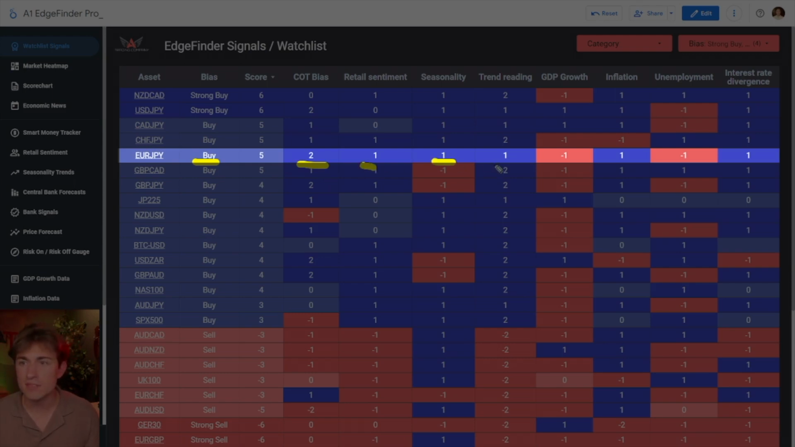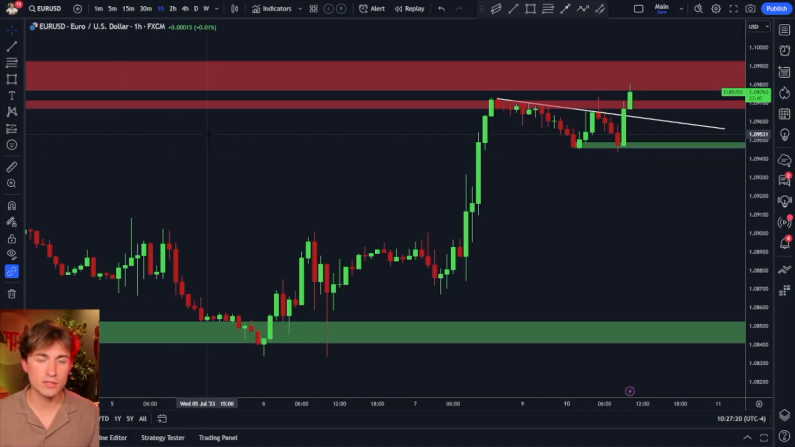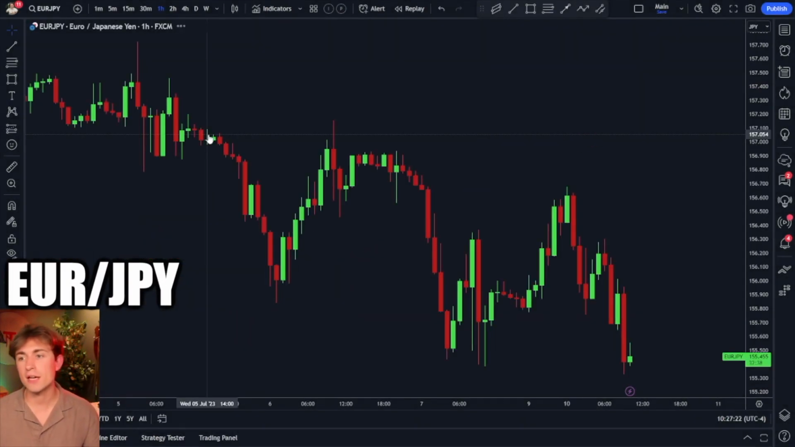Retail sentiment, seasonal trends, trend following, and of course the columns under the economic data are a little bit mixed, but we still get positive expectancy when relating inflation and interest rates. And again, we'll break this down a little bit closer, but first let's take a quick look at the chart for EURJPY and see how things are going.